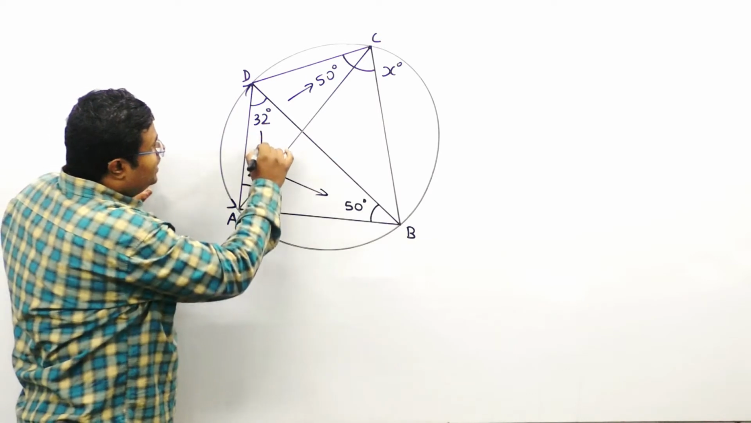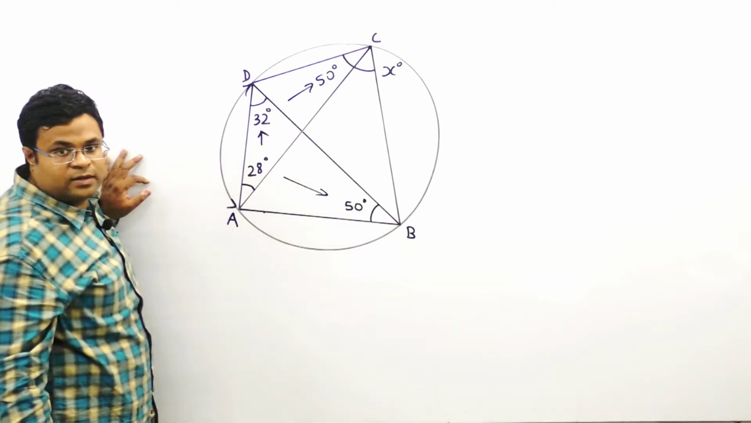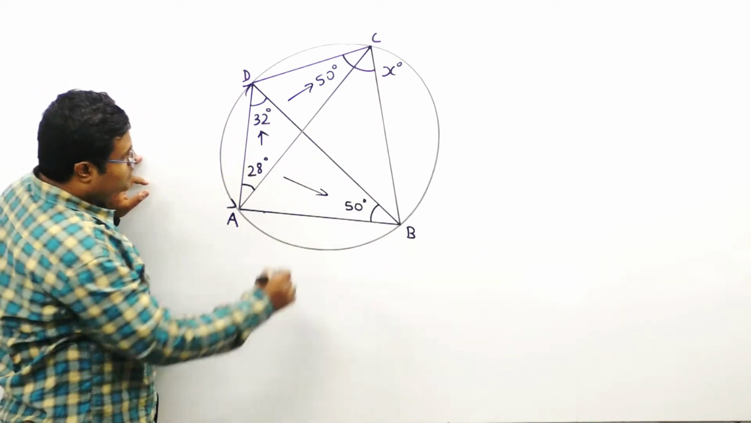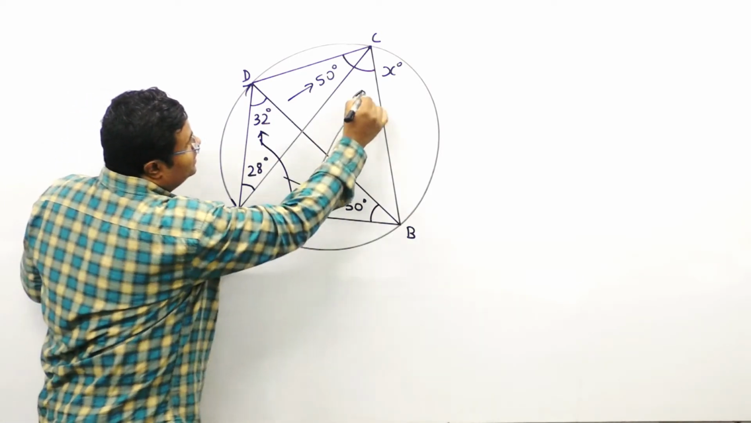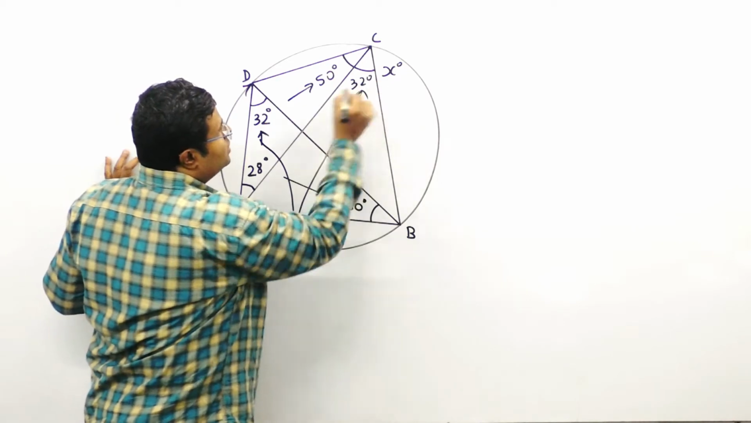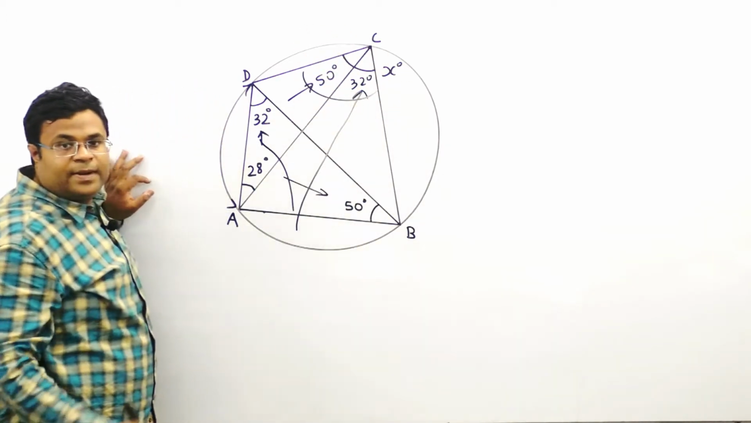Similarly, this is subtending 32 here. Yes or no? This arc is subtending 32, so it will subtend 32 this side. So what will be the total sum? 82.